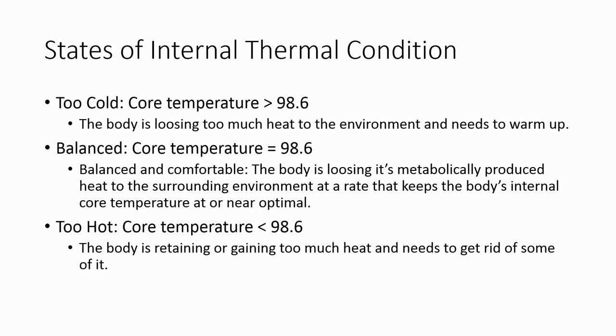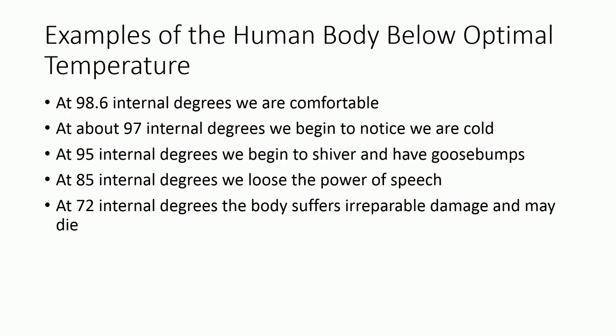But remember, we are always producing heat, so we've got to be getting rid of heat at a rate that keeps our temperature at 98.6. Right? If it gets too hot, our body is retaining the heat and can't get rid of it fast enough. It's got to do something to get rid of the heat. So, what happens to the human body when the temperatures are not at optimal?